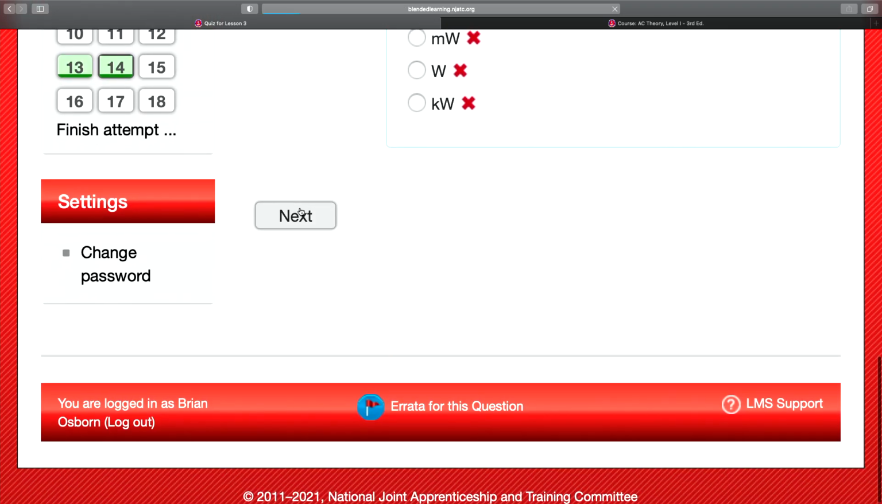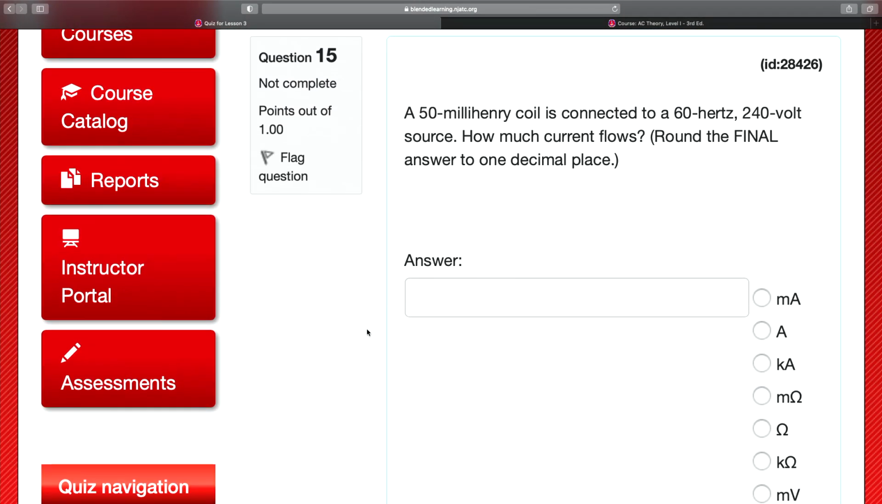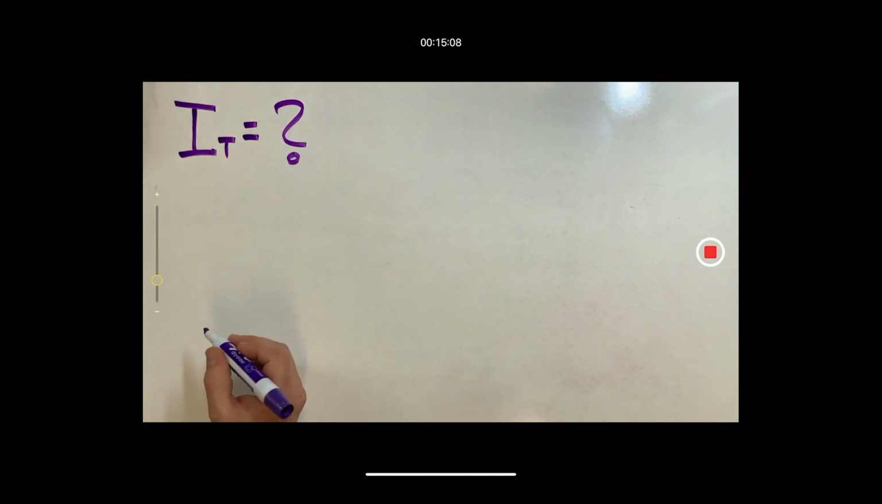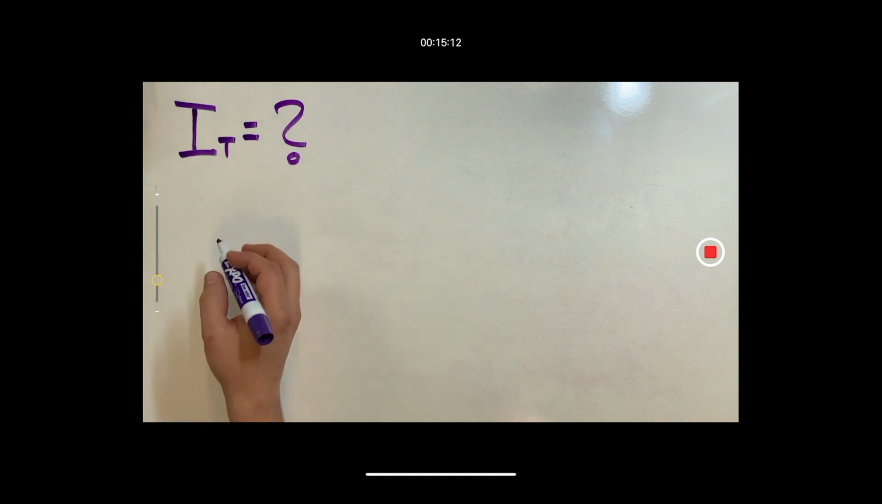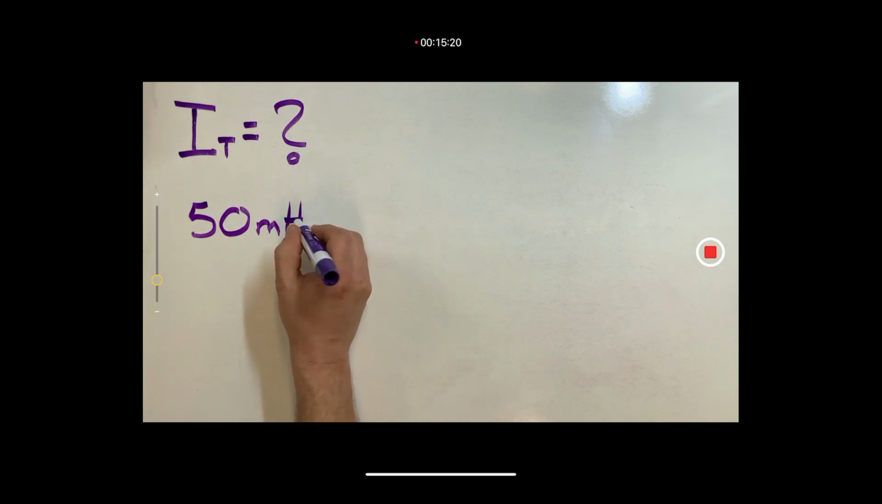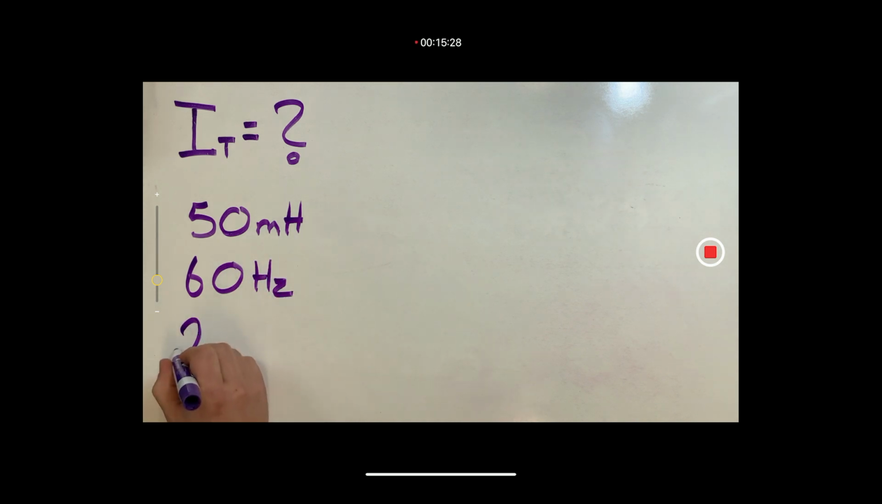So let's move down to the next question, which is question 15. Question 15 states a 50 millihenry coil is connected to a 60 hertz 240 volt source. How much current flows? On this question, they're not asking us for inductive reactance, they're asking us for current, or current total. They gave us a 50 millihenry coil, operating at 60 hertz, with 240 volts applied to the circuit.